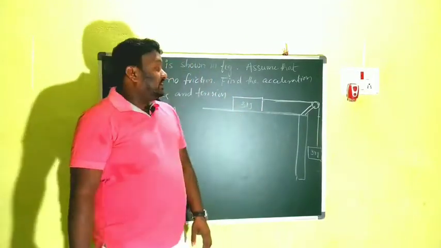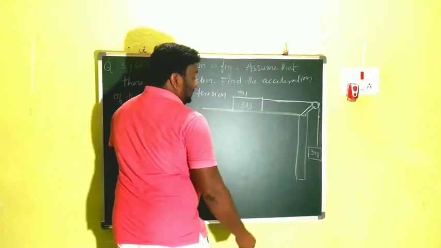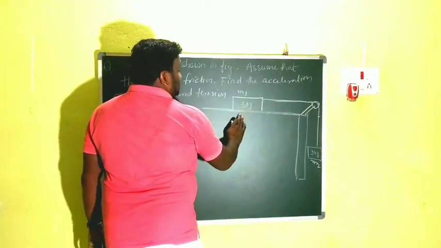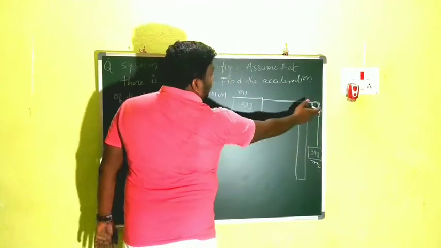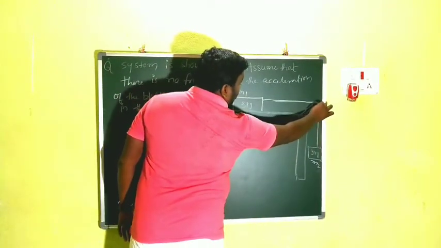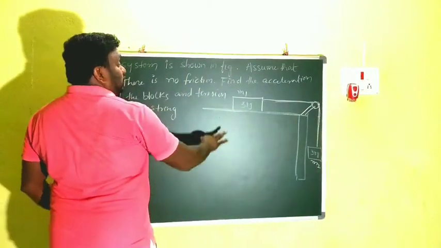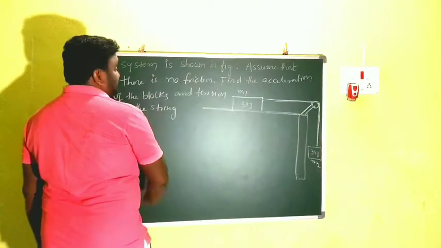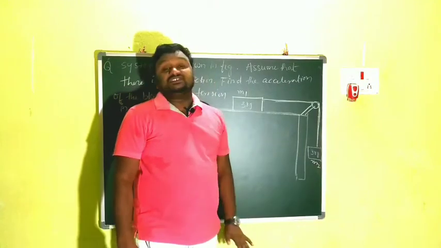Clear? Now here the first body I am taking is M1 and this is the mass M2. M1 is on the horizontal table and M2 is suspended. That means it is like a freely suspended body. Just imagine from this point it is a suspended body. Clear? So for this system, we have to find the acceleration and tension. One body on the table and the next body is suspended.